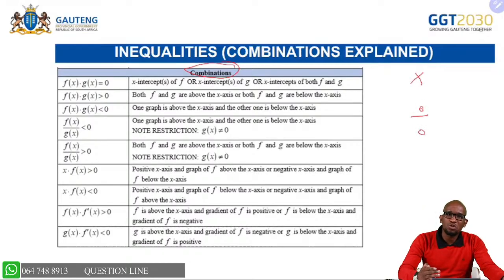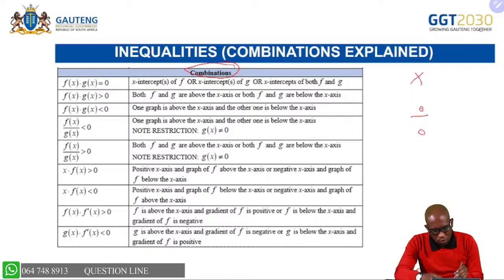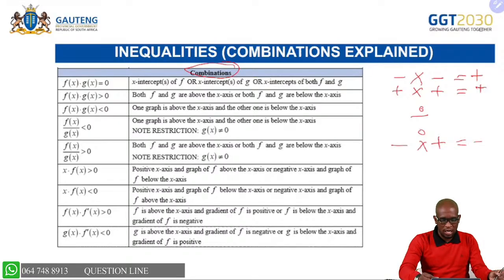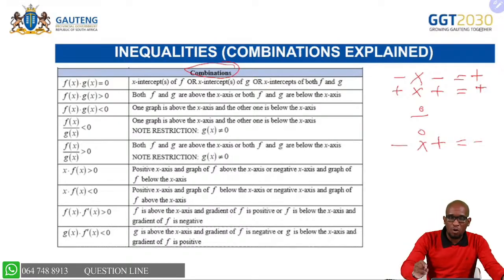So now we're going to check the signs. If you have two signs that are negative and you multiply them, you get a positive sign. If you have two signs that are positive and you multiply the two operations, you're going to get a positive sign. If you have two signs that are different, if you multiply them, you're always going to get a negative sign. So that is how we combine the functions.